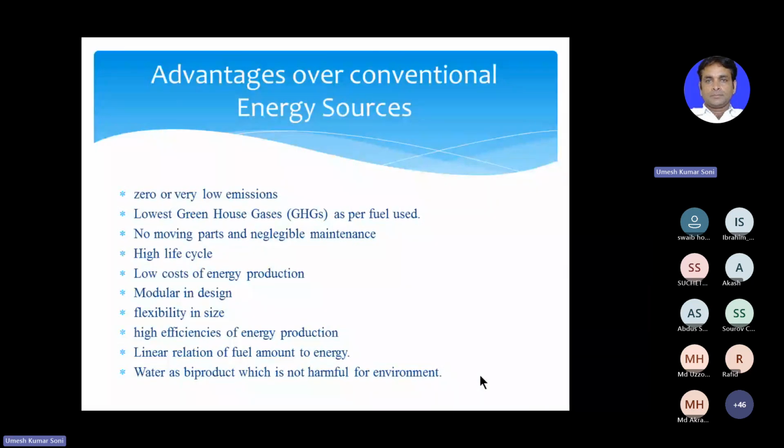So here the advantage of the fuel cells over conventional energy sources is that it has zero or very low emissions. It has the lowest greenhouse gases as per fuel used. Some fuel cells use carbonic materials or methane and other things, so they may have some greenhouse gases. Here in the fuel cells, there are no moving parts, and mostly there is no requirement of any maintenance.